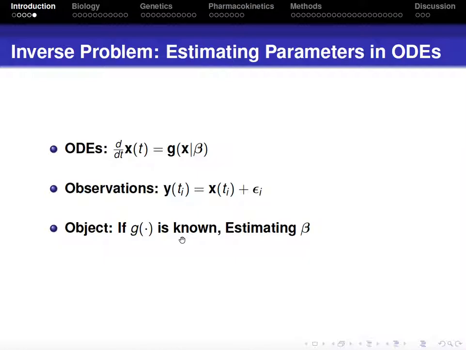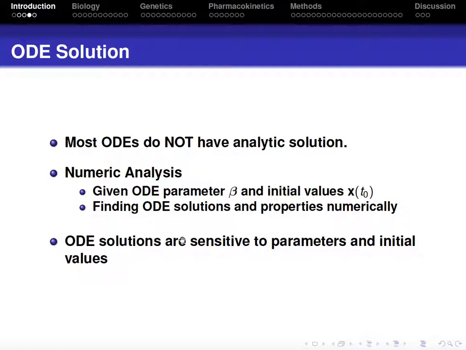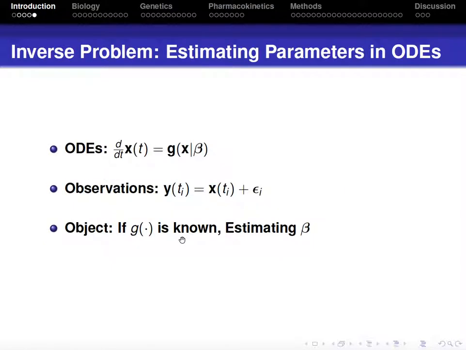In applied mathematics, there's a lot of research trying to study how to get an accurate numerical solution of differential equations. So this is not the topic for statisticians. We are working on the inverse problem. So why is it called an inverse problem?